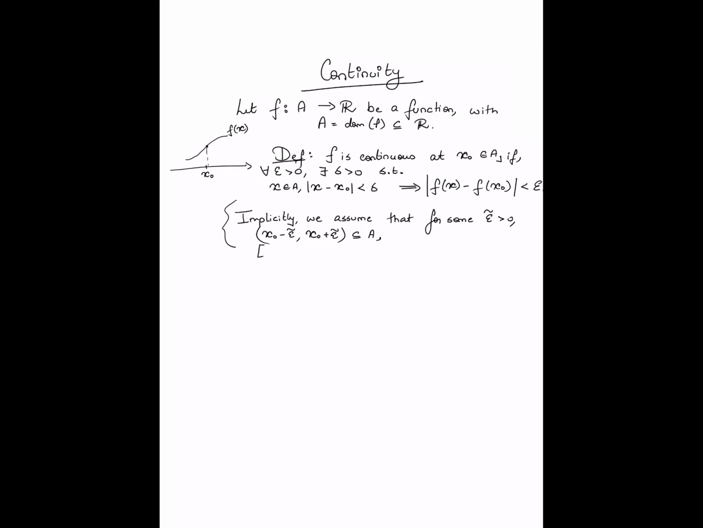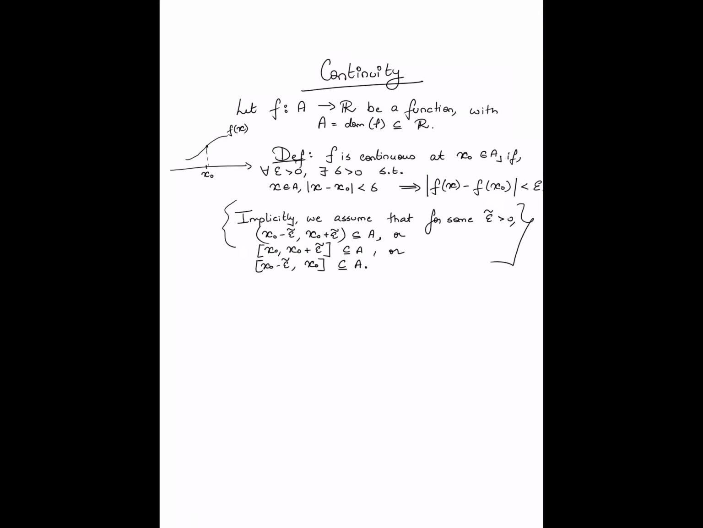something like x naught to x naught plus epsilon tilde is a part of the domain, or x naught minus epsilon tilde to x naught. So I don't want x naught to be some isolated point in the domain. Either there should be some interval on either side of x naught that belongs to the domain, or on any one side. But one of these three I implicitly assume, otherwise the definition is not particularly meaningful.